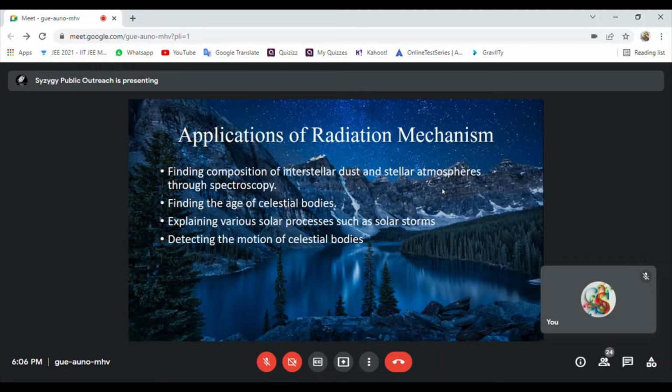Okay, so spectroscopy deals with only the visible part of the spectrum, while radiation mechanism deals with the entire electromagnetic spectrum, the interaction of particles with all types of radiation. So it helps us in identifying what stars, the atmospheres of exoplanets, or anything in the universe is composed of. Then it is also helpful in finding the age of celestial bodies.